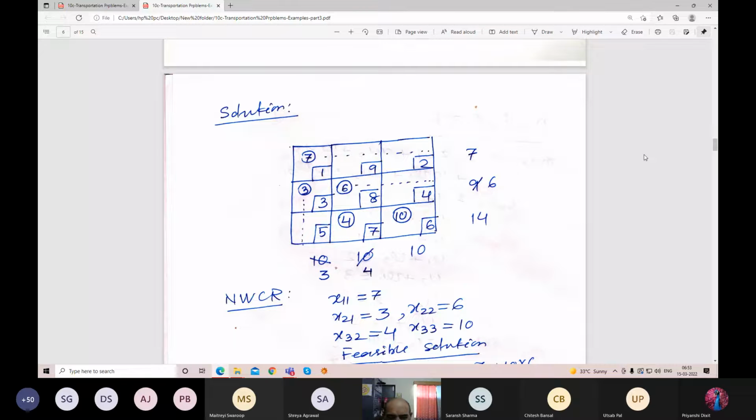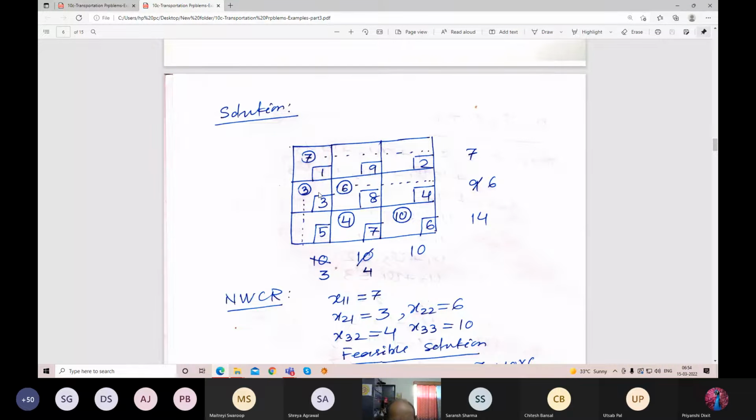If you delete the first source, the problem again becomes balanced, with 2 sources and 3 destinations. How can we say it is balanced? 7 has gone, so next is 9, then 14: 9 plus 14 is 23. And we have 10 plus 10 plus 3, that is 23. So it is a balanced problem. Once you have removed the first row, we will check which one is the northwest corner cell: cell 2-1, second row, first column.